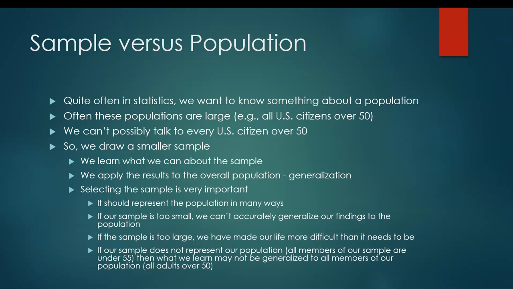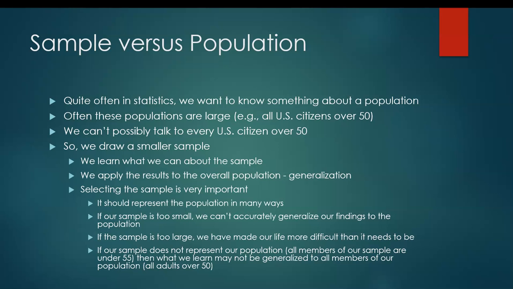So quite often in statistics, we want to know something about a population, and often these populations are really large. For example, all U.S. citizens over 50 would be a really large population. We can't possibly talk to every U.S. citizen over 50. So we draw a smaller sample. We learn what we can about the sample, and then we apply the results to the overall population. And that's a process called generalization.